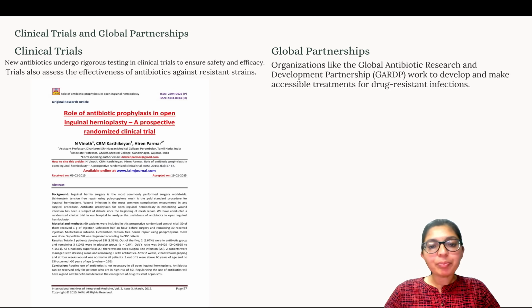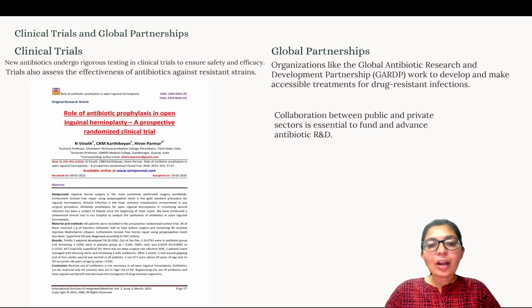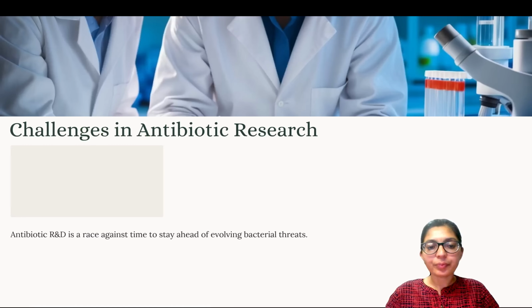Global partnership. Organizations like the Global Antibiotic Research and Development Partnership work to develop and make accessible treatment for drug resistant infections. This can be a better option to develop new antibiotics which are beneficial against antibiotic resistance. Collaboration between public and private sector is essential to fund and advance antibiotic research and development.